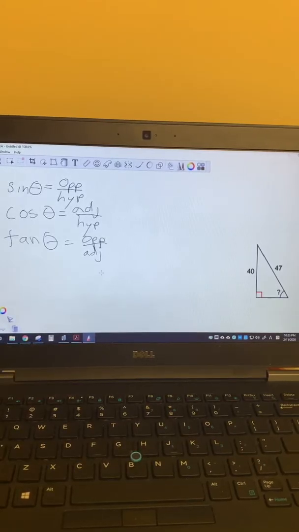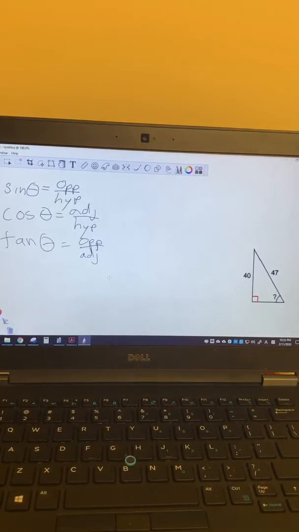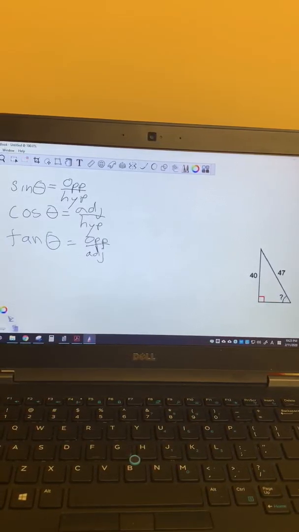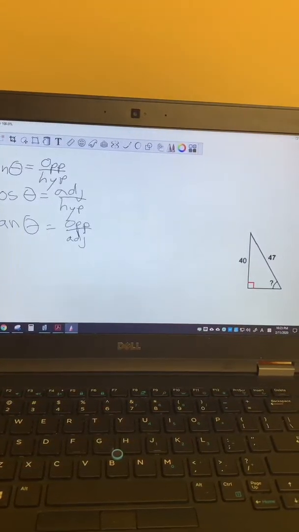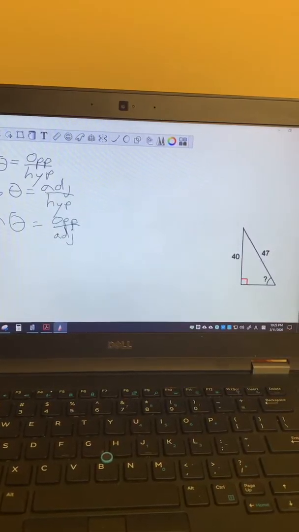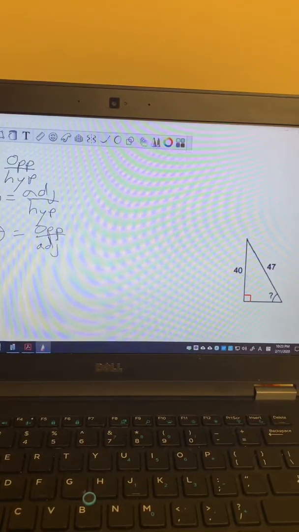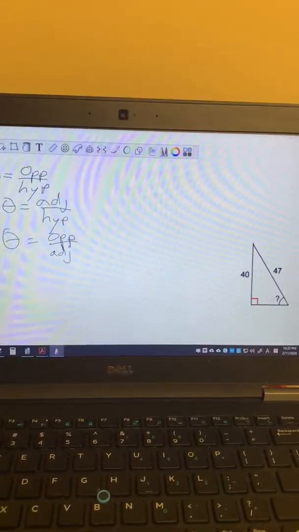Hi, it's David Kim, and in this instructional video, I'm going to teach you how to use inverse trig to find the missing angle. So in the other video, I taught you how to find the missing side length using the angle and another side length. But in this one, we're going to use two sides to find the missing angle.